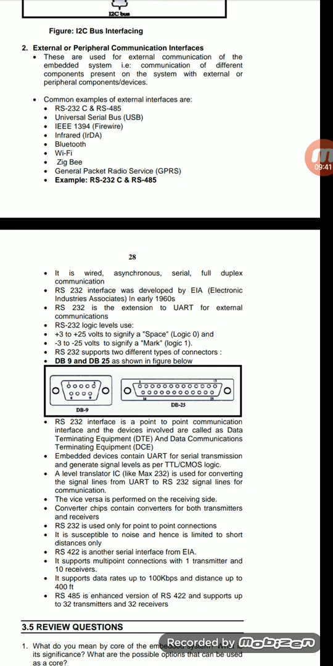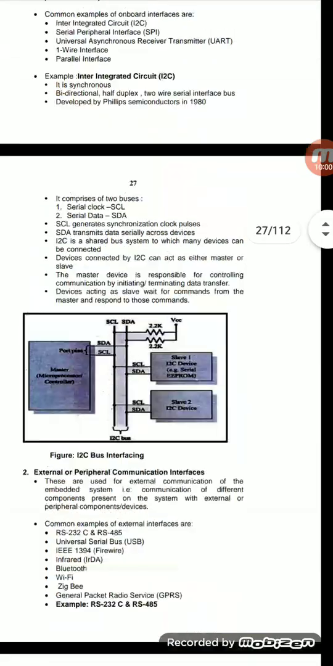So you have 9-pin connectors, and this is the 25-pin connector. In these 9-pin connectors we mainly use 3 pins: one is the transmitter, one is the receiver, and another is the ground. If you want clock pulses, we have to use other pins. So these are the communication modules and sensor modules.